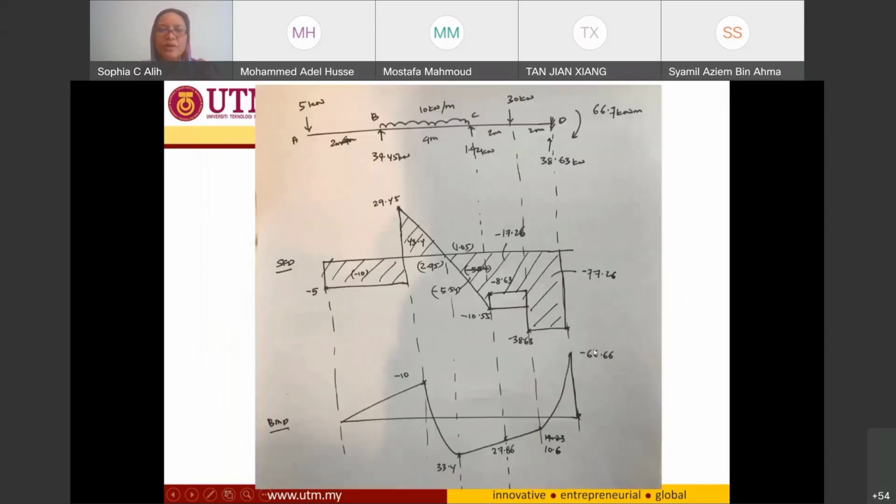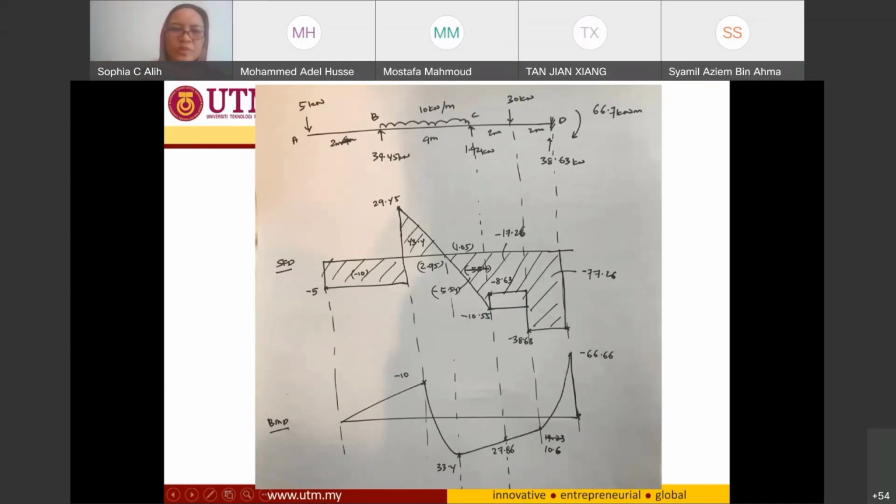So I have all the information for my support reactions. I can now draw my shear force and bending moment diagram. I put here the support reactions, 34.94, and also 38.63, and the moment. For this one, I use the continuous method. I don't separate my beam into three members.